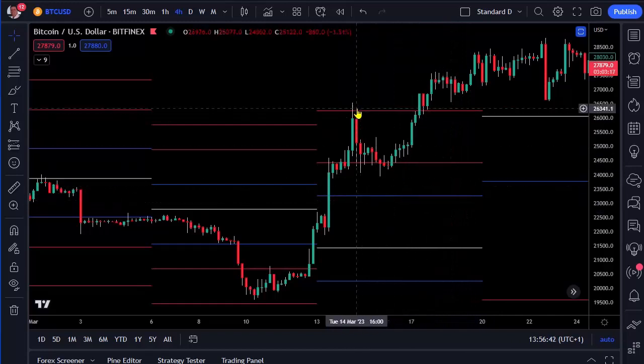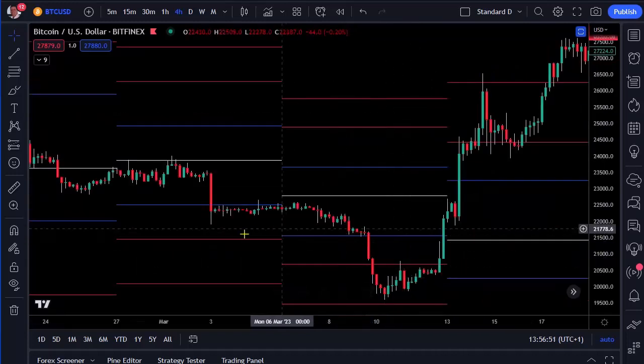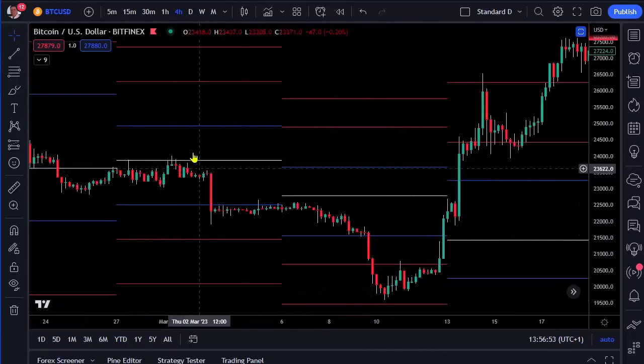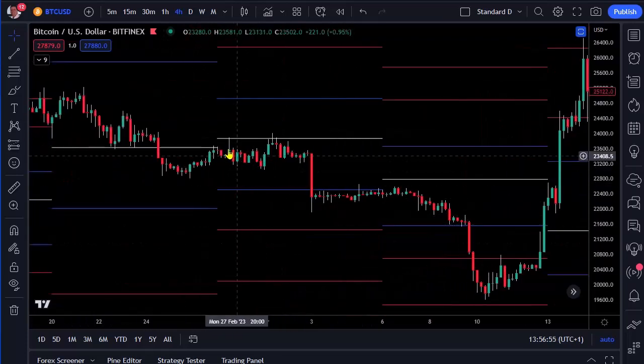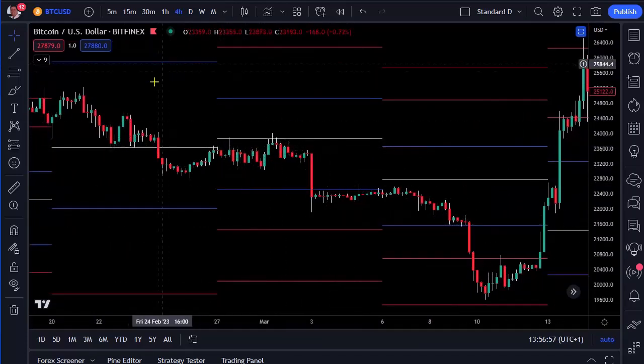And whilst it was providing resistance, we did eventually see price break through that level. It's just too strong. You can see, as I say, these are pre-drawn on there. They stay the same for the whole period, the whole week in this case.